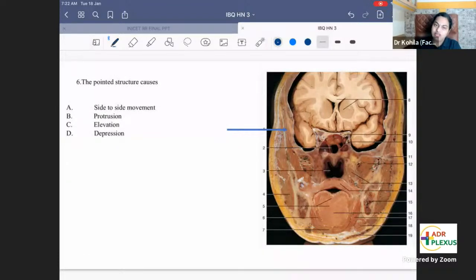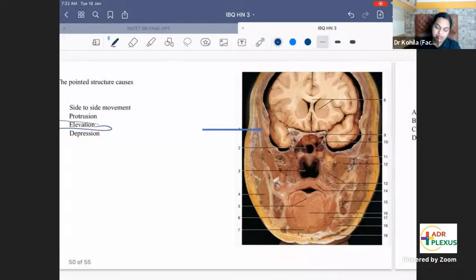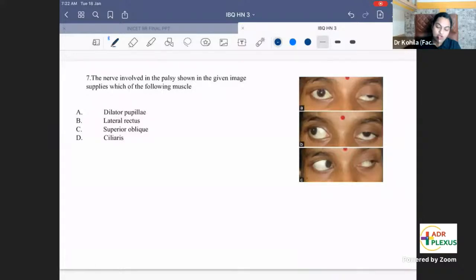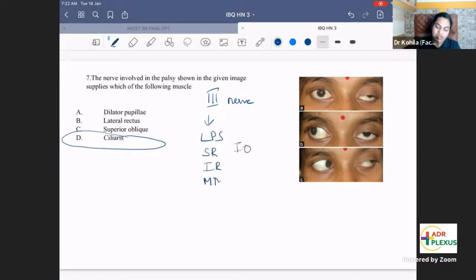The pointed structure causes... very good, elevation of mandible. The nerve involved in the palsy shown in the given image supplies which of the following muscle? That's the third nerve. And the answer is very good. A hearty clap to each one of you. Okay. So third nerve, remember it's levator palpebrae superioris, superior rectus, inferior rectus, medial rectus, inferior oblique. Do not forget the ciliaris and one more, sphincter pupillae, right?